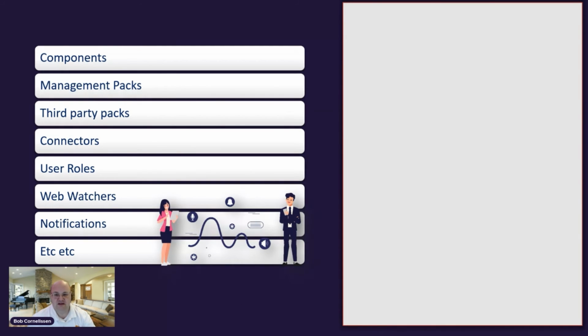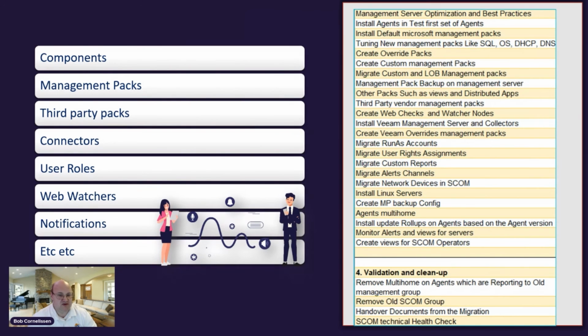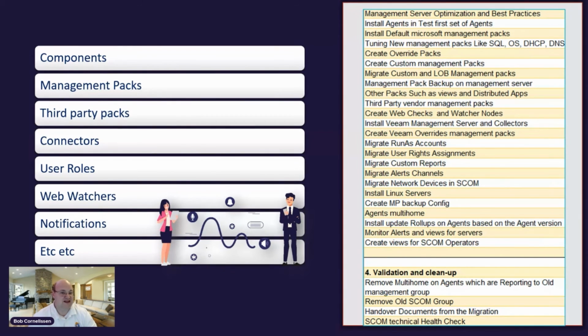Next, when the SCOM infrastructure has been set up, you are looking at the migration between two environments. Again, it is good to have a list of steps. So this is just an example. There is talk about management packs in here. We see third-party management packs and solutions. We talk about user roles, notification channels, web watcher nodes, and so on. And the agent migration story is there too, which might be more steps in your case.